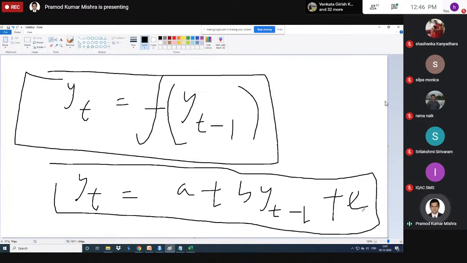Then similarly, you can have the error part. The error part here we have with respect to t. If you say Et, here is another part. This Et can again come as a function of Et-1. This is another model.